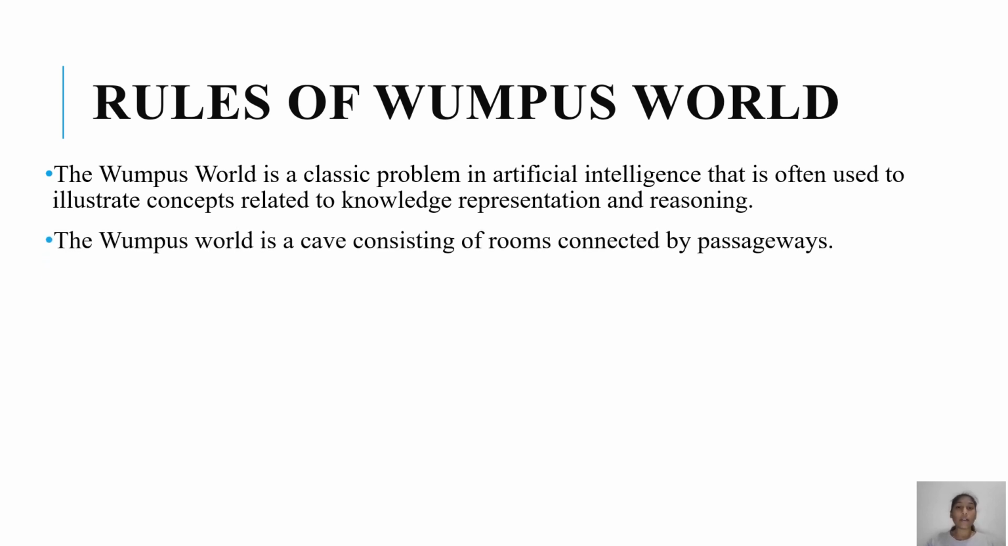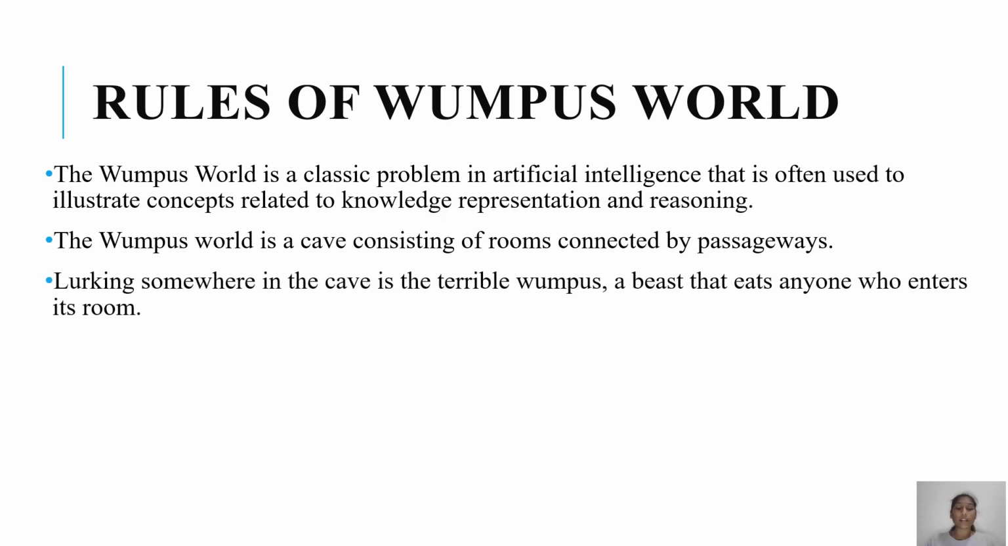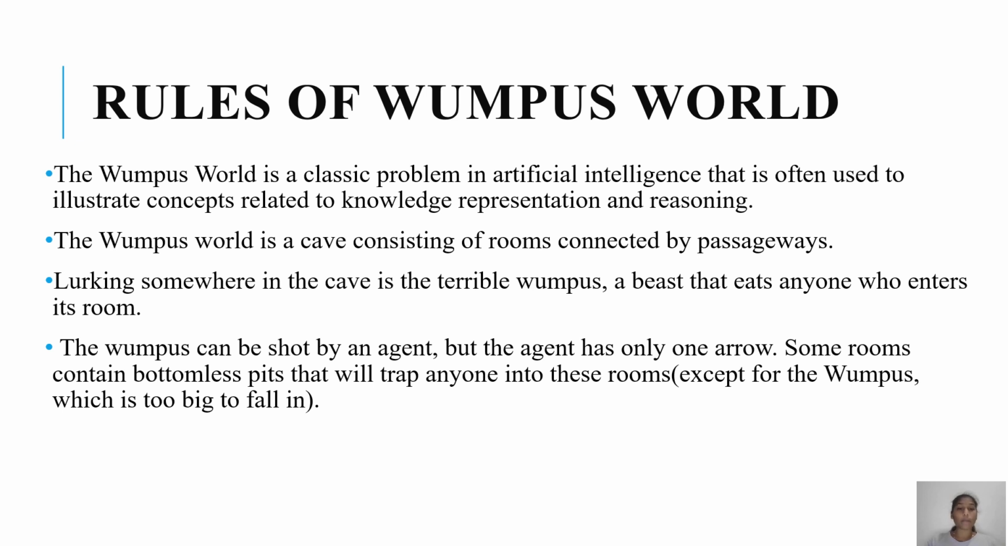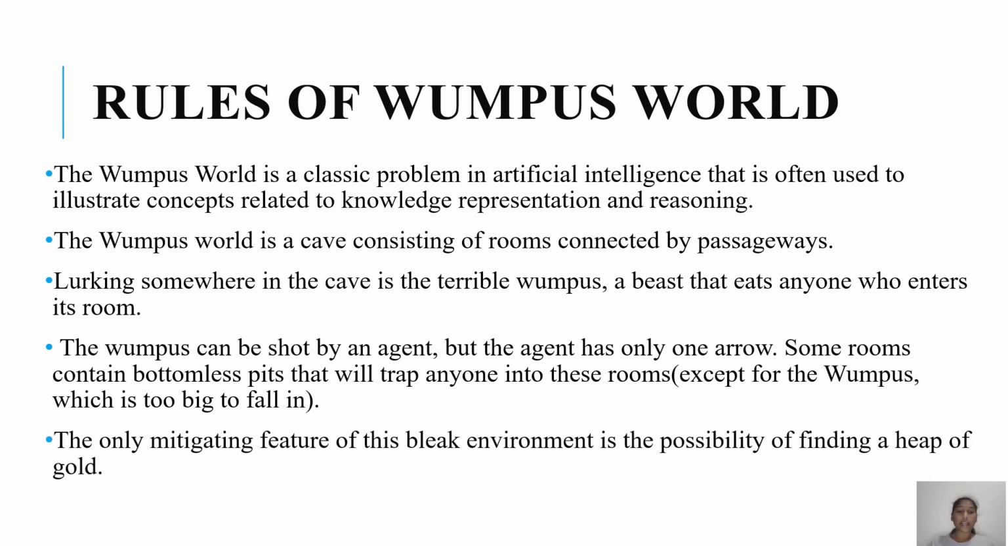Wumpus world is a cave which consists of rooms connected by passageways. Lurking somewhere in the caves is the terrible Wumpus, which eats anyone who enters its room. The Wumpus can be shot by the agent, but the agent will have only one arrow. Some rooms contain bottomless pits that will trap anyone who enters these rooms. But it won't trap the Wumpus because the Wumpus is too big to fall into that pit. And the only mitigating feature of this bleak environment is the probable possibility of finding the gold.